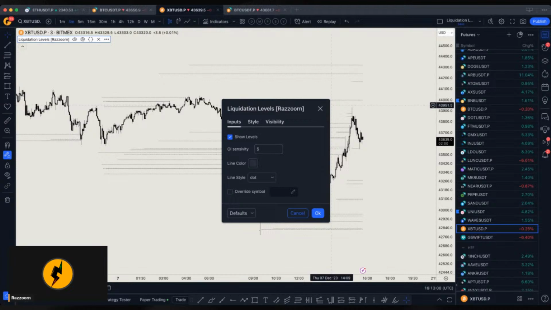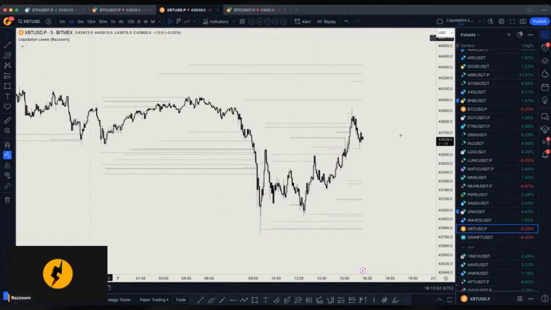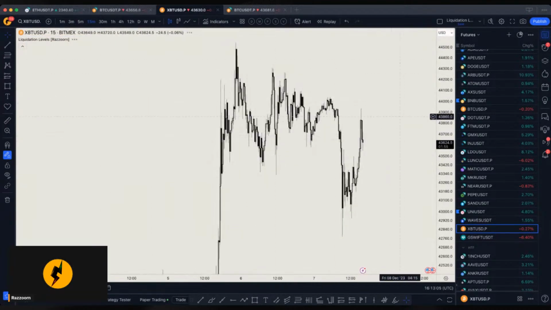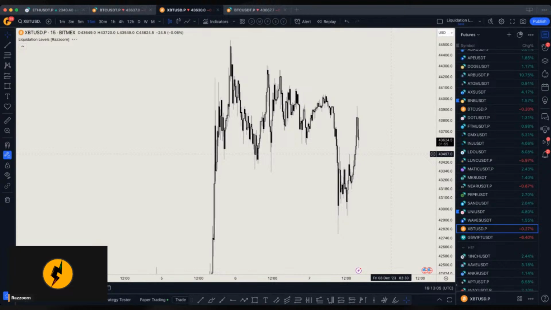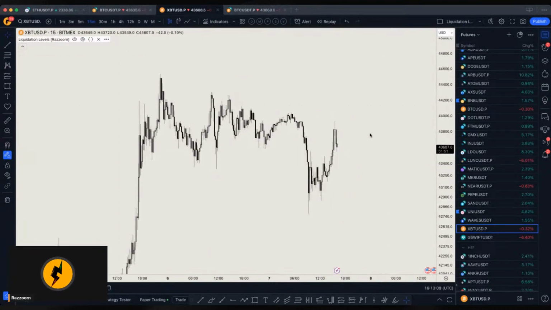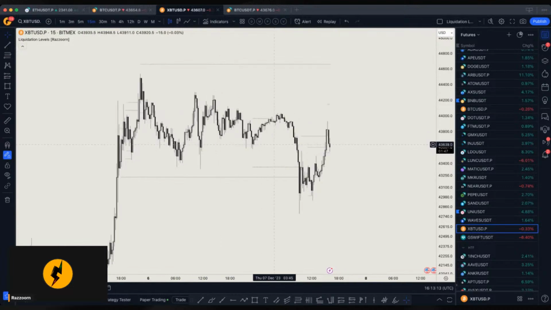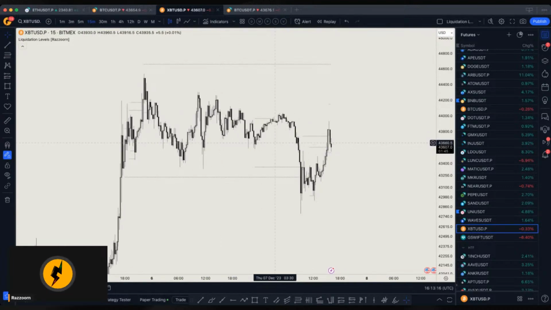I'm gonna reset the setting. The default setting is 5. And on 15 minutes, come on, TradingView. So on the 15-minute time frame, you can see that these are the liquidation levels that we get.